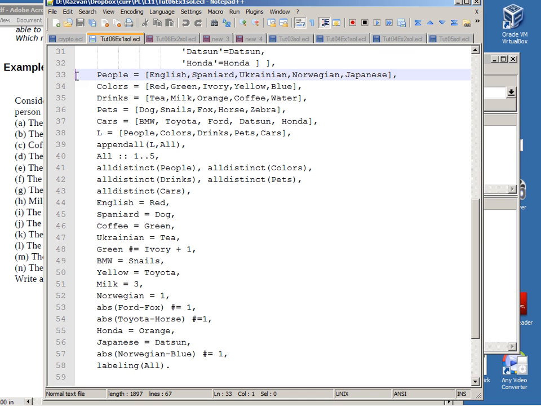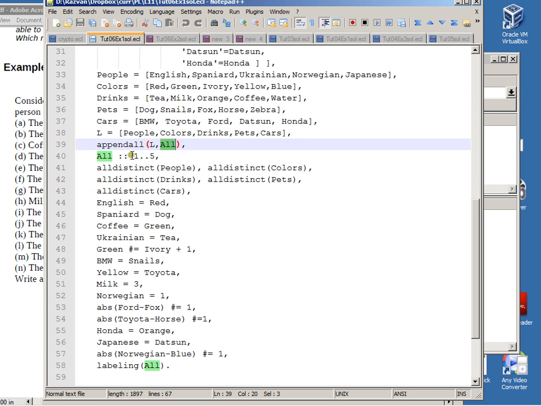We need to group all the variables by the property to which they belong. So we have people, colors, drinks, pets, cars. Each group contains 5 variables. And all these 25 variables, when they are put together, we do that here: we call this predicate append all, which flattens this list. Notice that this is a list of lists. When I flatten it, I have a list of 25 individual elements instead of 5 lists, each of them of 5 elements.